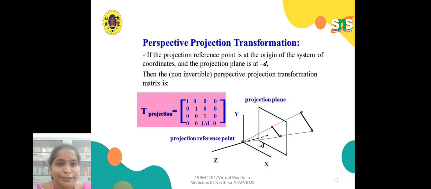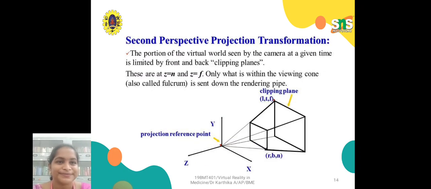If the projection reference point is at the origin of the system of coordinates and the projection plane is at z equal to minus d, then the non-invertible perspective projection transformation matrix is here. We have to calculate both invertible as well as non-invertible based on the VR applications. And second, perspective projection transformation. See here the projection reference point and clipping plane, with top, left, right, and in the lower side bottom. Here Z equal to N and Z equal to F.